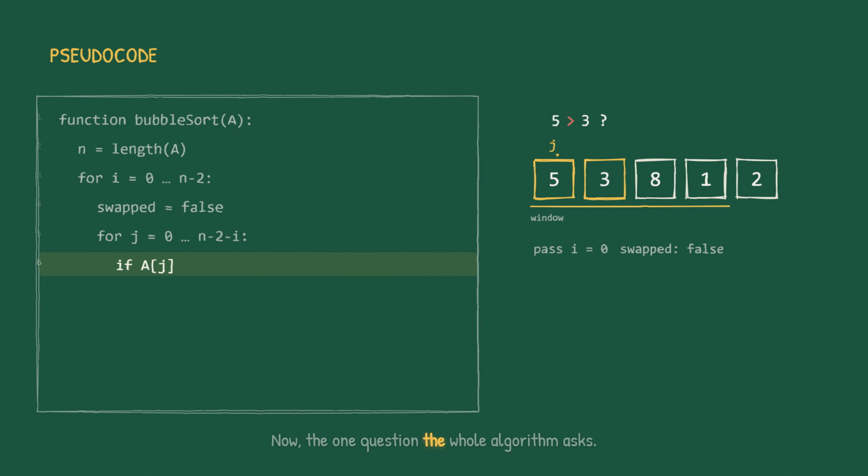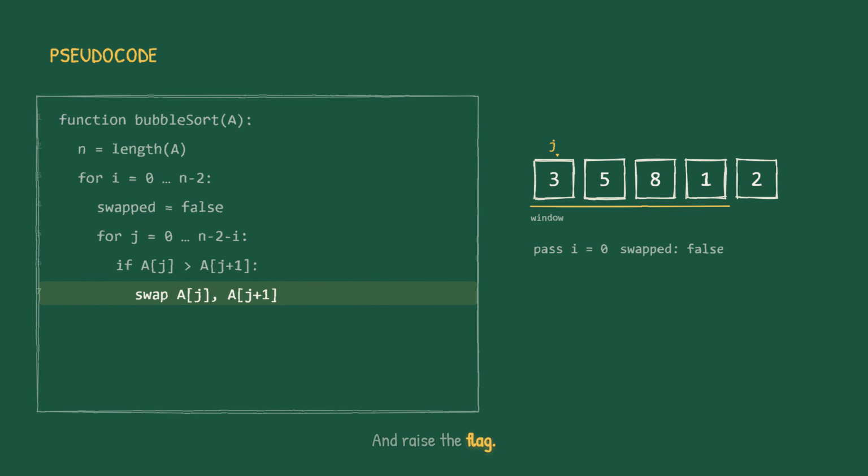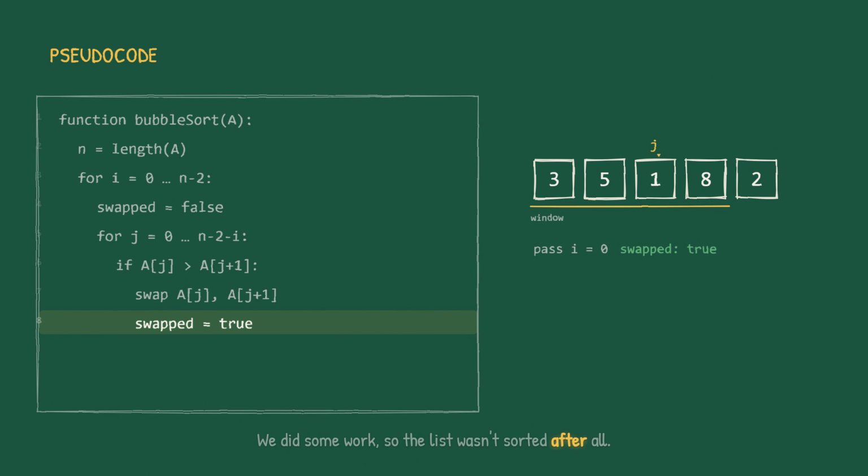Now the one question the whole algorithm asks, is the left number bigger than the right one? If it is, swap them, and raise the flag, swapped equals true. We did some work, so the list wasn't sorted after all.